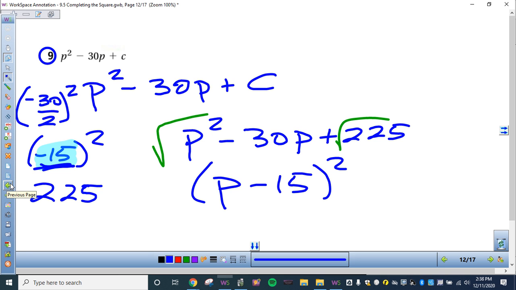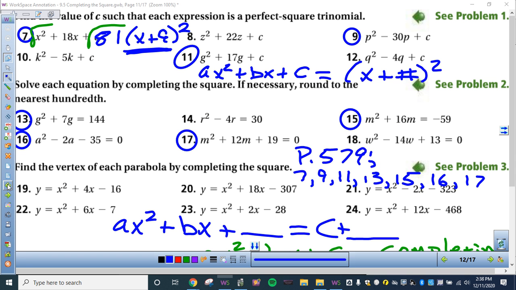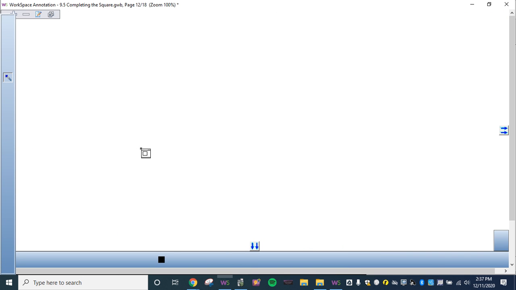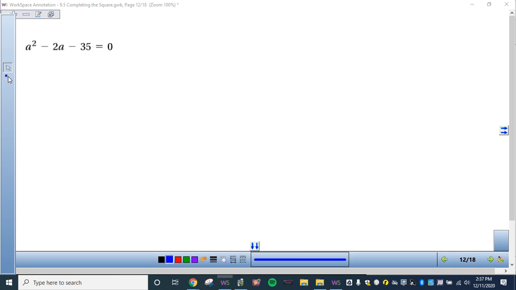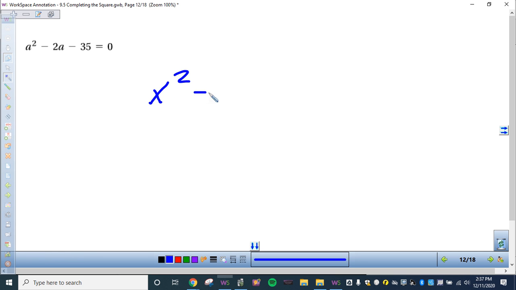Mr. Evans, could you do 16? Yep. You know you're going to need help with 16. Pay attention. I'm just changing the A's to X's. I'm going to also add the 35 over to the other side.